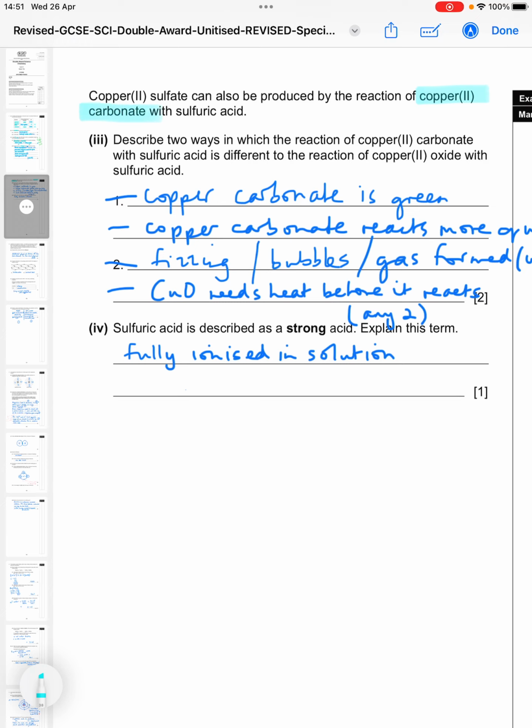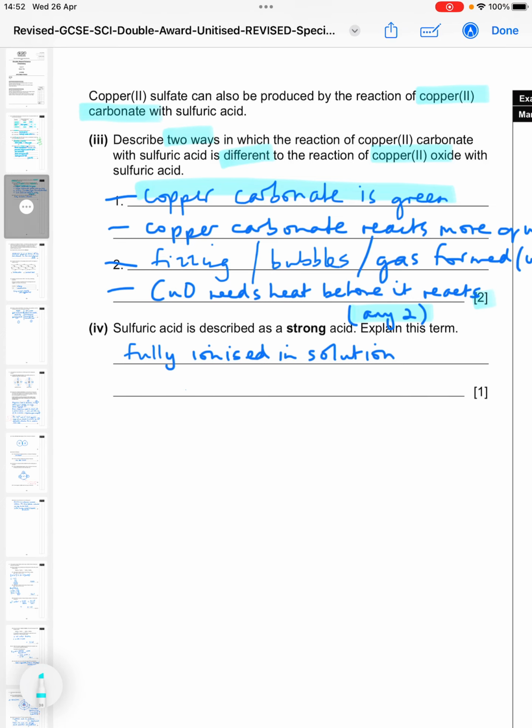Next, copper sulfate can be produced by the reaction of copper 2 carbonate with sulfuric acid. Describe 2 ways in which the reaction of the copper 2 carbonate with sulfuric acid is different to the reaction of the copper 2 oxide. And you see there are 2 marks for this. So 2 ways, 2 marks. And you can see here there's a number of points. I've made 4, but any 2 of these would get you 2 marks.